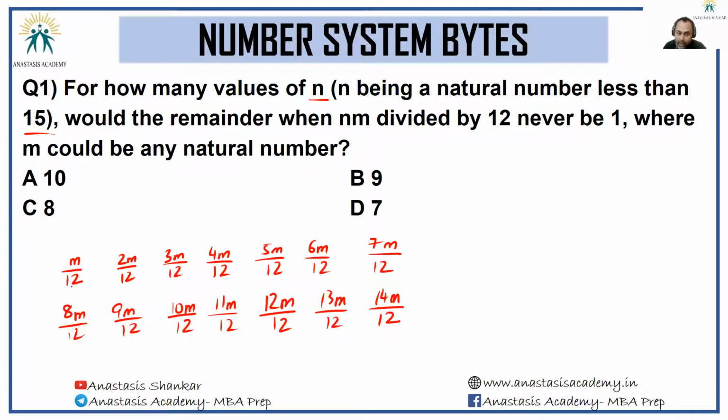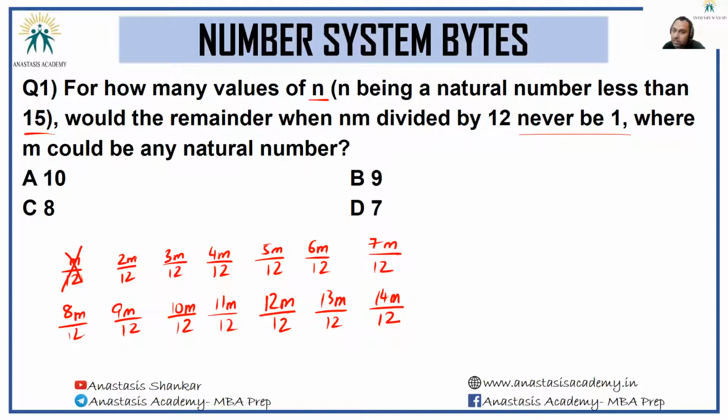Now see, m by 12. m can take any value. Can you get a remainder 1 here sometime? Yes, if I take m equal to 1 itself, I can get a remainder 1. And our objective is that remainder should never be 1. This is out of the running.